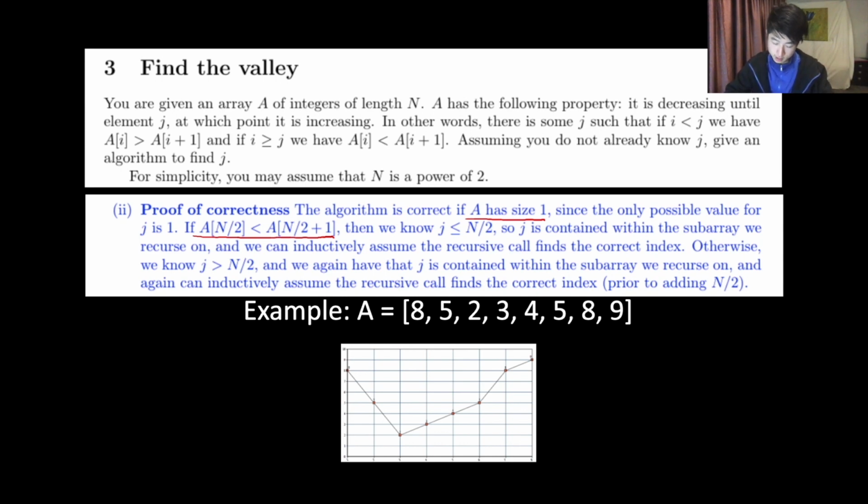Yeah, and by induction we're going to assume that the function does what we want it to do, i.e. find the value in that array. And similarly, if the middle element is greater than the element directly to its right, that means the value in this big array has to be on the right side. Therefore, we're going to recursively call on the right side, and by induction, we're going to assume that the function does what we wrote it to do, and therefore it will find the value in the right half of this original array, and therefore this function will return the index of the value.